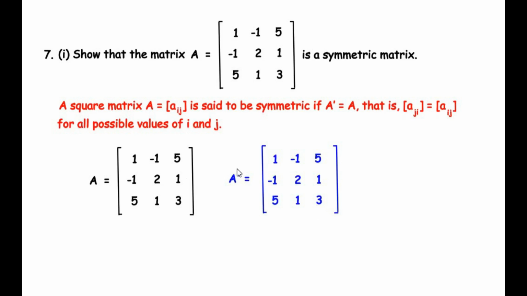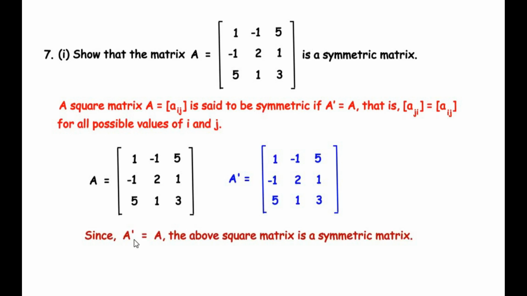Now observe carefully A transpose and A. The first column is absolutely the same as the first column. The second column is the same as the second column. And the third column is the same as the third column. You can also compare it row wise. That is, the first row is equal to the first row, the second row is equal to the second row, and the third row is equal to the third row. So these kinds of square matrices where A transpose is equal to A are called symmetric matrices. So let us write here: since A transpose is equal to A, the above square matrix is a symmetric matrix.